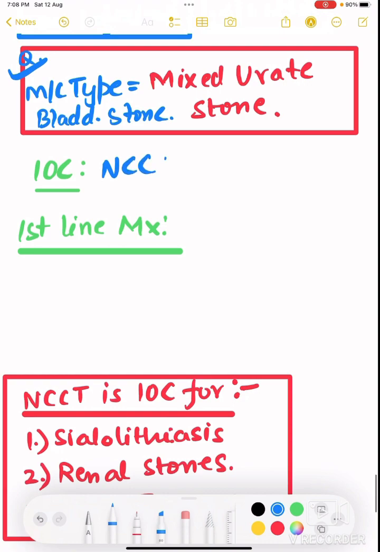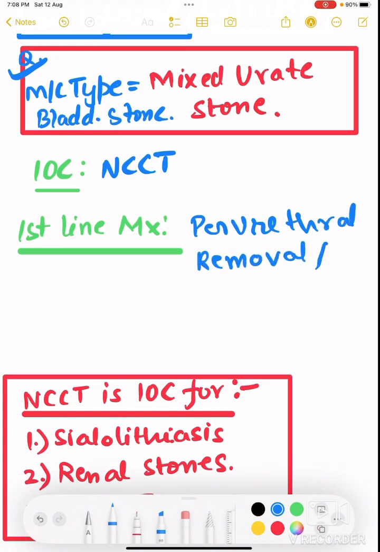What is the investigation of choice? Again, NCCT. And what is the management? What is the first line management of bladder stone? It is perurethral removal, which means perurethral removal of stone, or cystolithotomy, which means that you will go through the urethra and take the stone out, right?